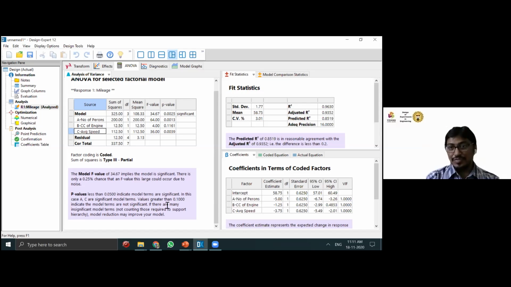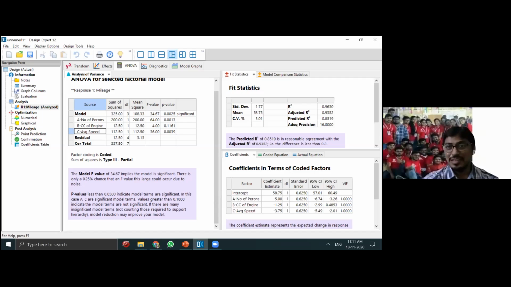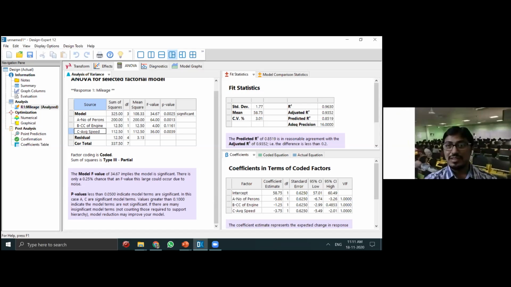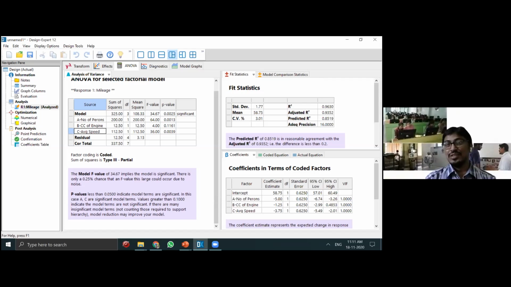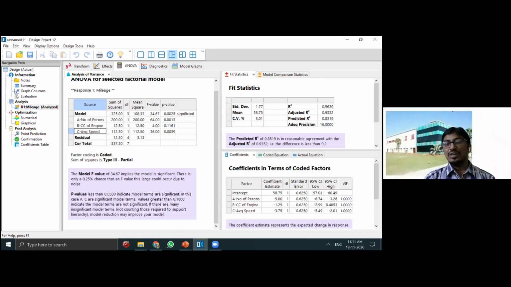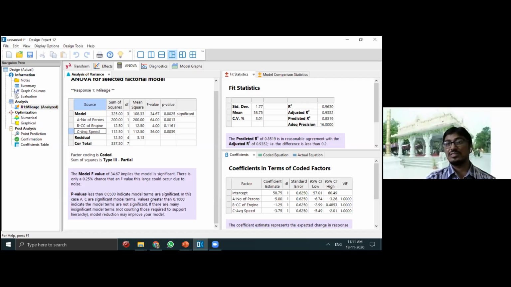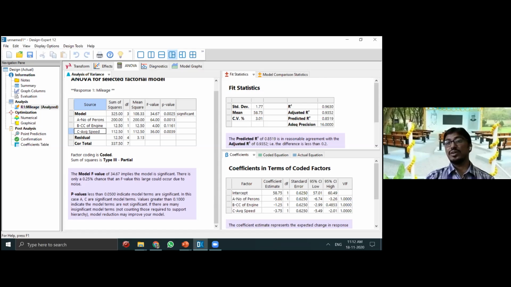Apart from this, the most important thing is predicted R square and adjusted R square. Both these values should be more than 0.9. Usually we do some set of experiments. We think that the data is okay, and we keep it in the design. And finally, when we come to ANOVA and we see R square is 0.8 and adjusted R square is 0.6, then your paper will not be accepted.